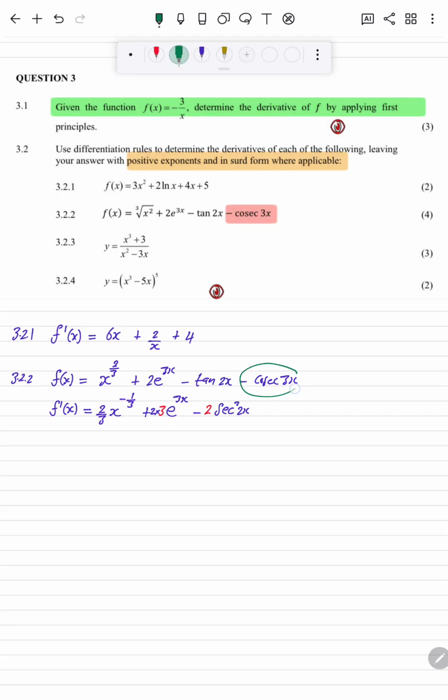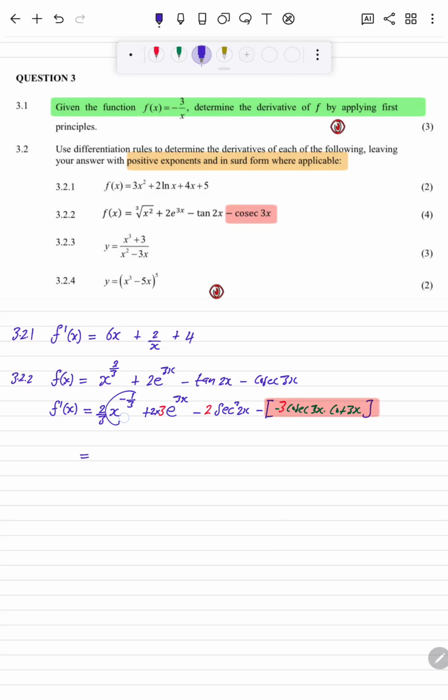Now, if this was still part of the syllabus, the derivative of this is going to be negative cosecant 3x cot 3x, and then obviously you would multiply the answer by the derivative of what is inside, which is going to be minus 3. I mean 3 rather. But like I indicated, please note that this is no longer part of the syllabus. So I was just doing it for your fulfillment. So let's go back to what is actually relevant.